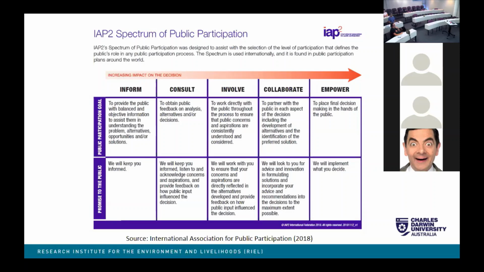We'll look to you now at collaborate. We'll look to you. So there's this partnership in formulating solutions. Now it may be that the public will implement what you decide. So it may be that doesn't necessarily mean that the public has become the technical expert, but the public will know what might work in their community.